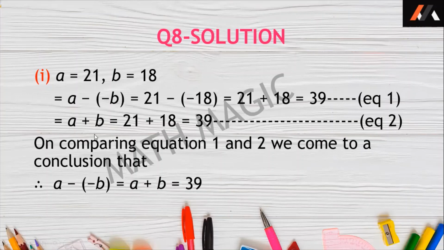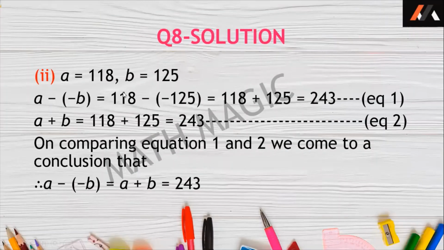Similarly, a plus b, that is 21 plus 18, which is also equal to 39. Equation 1 will be equal to equation 2. So we can come to a conclusion that a minus (minus b) equals a plus b, which is equal to 39. Hence proved. Now let's go to the next question.